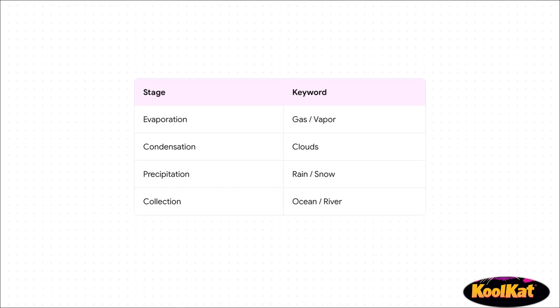Listen up, because this right here is your secret weapon for getting these questions right. I want you to think of this as your personal cheat sheet. The GED loves keywords, so our strategy is to link one big keyword to each stage. So if you see a question about gas or vapor, you immediately think evaporation. If you see clouds, you think condensation. See rain or snow, that's precipitation. And if it talks about an ocean or river, that's collection. That's it. That's the whole trick. Let's see how it works.